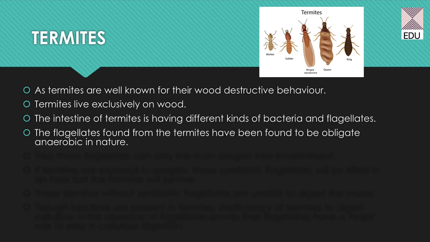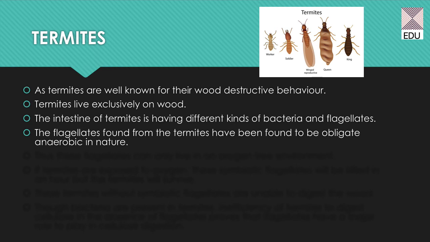Now these flagellates are found in the termites. They have been found to be obligate anaerobic in nature. So this is a very important line to emphasize. The flagellates, which are responsible for the digestion of the cellulose in the termites, are obligate anaerobic in nature. That means they are not facultative. So one type of nature is obligate or obligatory.